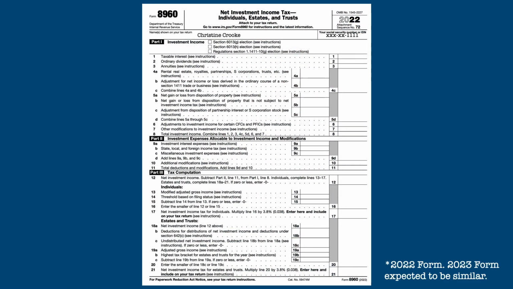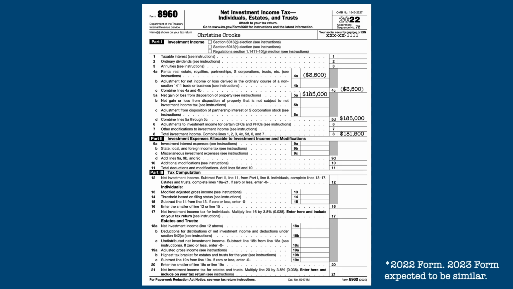Let's complete Christine's Form 8960. In the first part, she lists her investment income. On line 4A, she enters the net operating loss from the rental property as a negative number. This figure comes from page 1 of her Schedule E. Then on line 5A, she enters the gain on the sale of the rental property. All her investment income is totaled and entered on line 8 of the form.